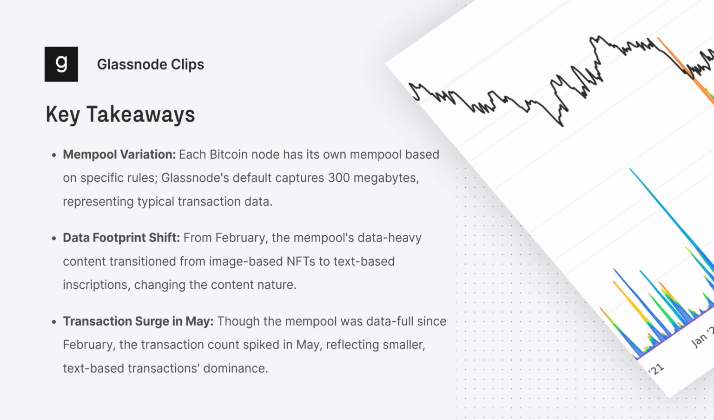So what this is telling us is that there are more transactions per byte available in the mempool at the current moment. And it really tells you that since May, there's been a dominance of very small transactions all packing into that 300 megabytes.